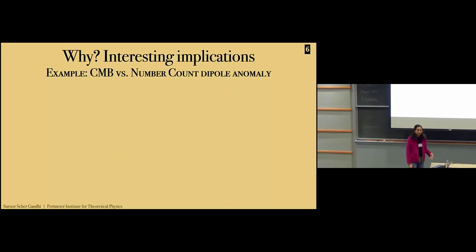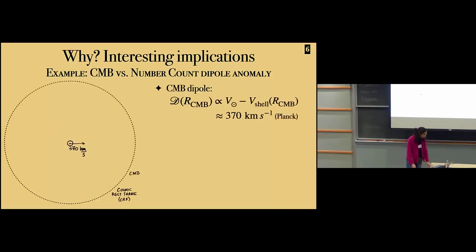And I'll give an example which might be of interest to people: this anomaly between the CMB dipole and the number count dipole measurement. So what is this anomaly? From the CMB dipole, we can probe the velocity of the sun relative to the surface of last scattering of the CMB. And this is very well measured with Planck. It's about 370 kilometers per second.